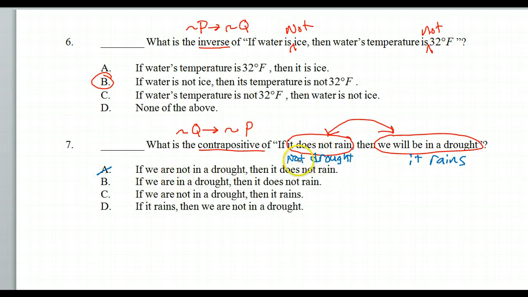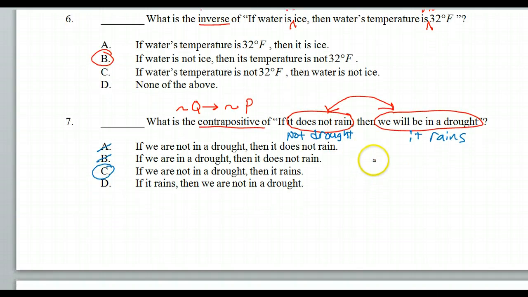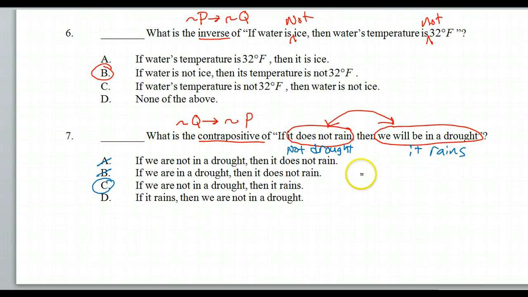Okay, let's see. So here we go again. We're looking for not drought. If we are in a drought, see, that's already wrong. We need not drought. So it's not B. If we are not in a drought, so far so good, then it rains. Kabam! There it is. It is C. Okay, so that was just some more practice on inverse, converse, and contrapositive. Alright, that's the end of this mini review of logic.